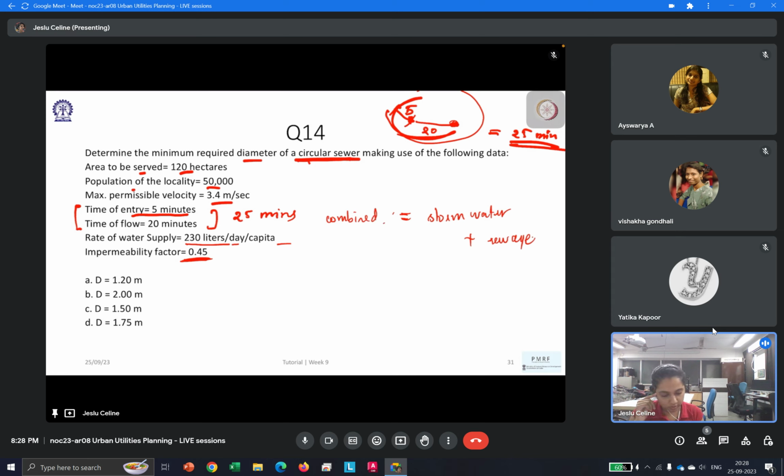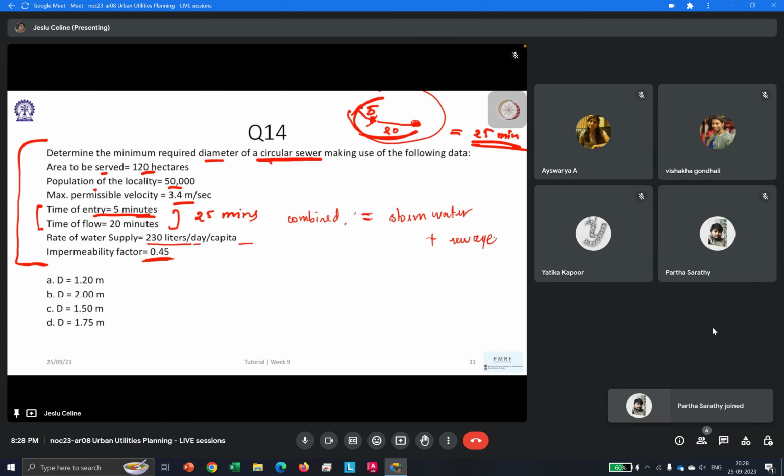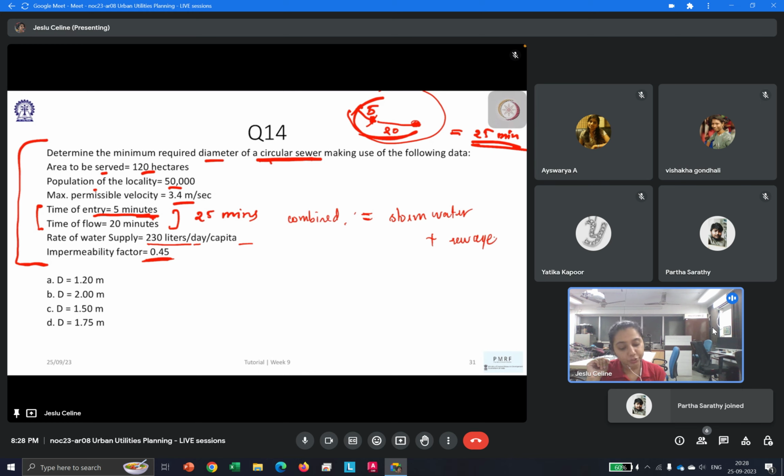In the question, it's not given explicitly, but this kind of question is usually asked where you're given entry time, because this is a runoff time, and you're asked to find the sewer design. Otherwise, it would have been just a surface runoff pipe or something like that. So you can keep that in mind. Sometimes it can get tricky because they've asked to design a sewer, and because all the runoff details are given, it is a combined sewer that they're talking about. If it's not, it would be separately mentioned in the question.